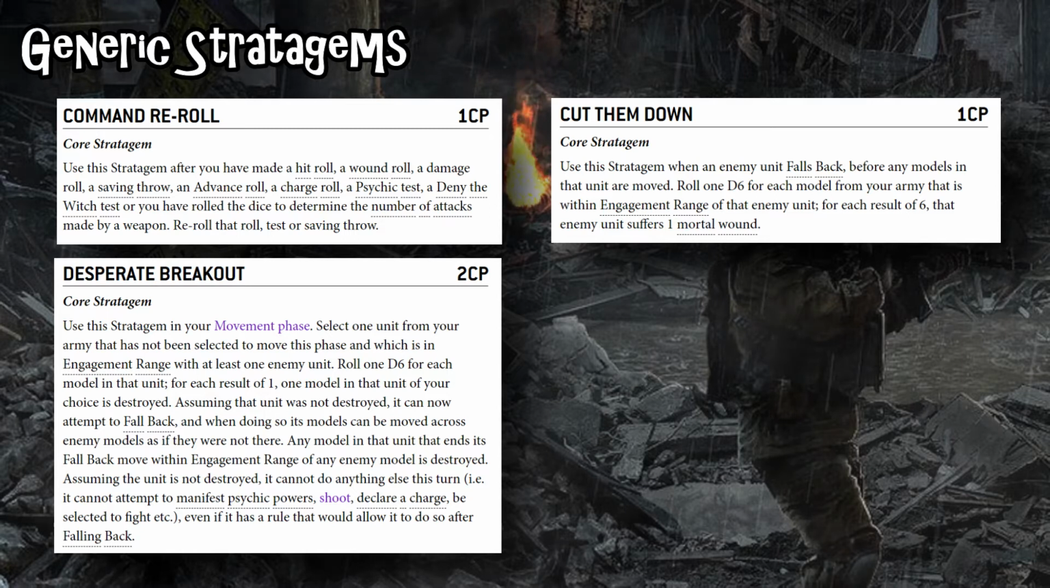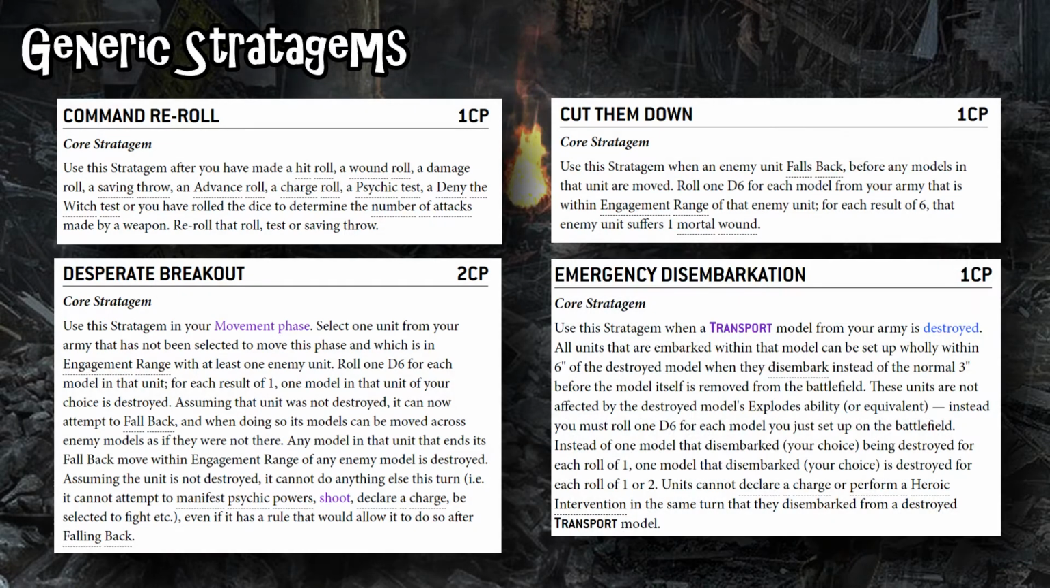We also have another very similar one, Emergency Disembarkation. This is used when a transport that's carrying models is destroyed, which we will talk about later in this video. It allows you to disembark those models within 6 inches of the transport's location rather than 3. This is very useful if you're wanting to put your models out of line of sight or dodge enemy engagement range with those models as they disembark. However, it does mean that they are destroyed on a roll of 1 or 2, whereas normally models climbing out of a destroyed transport are destroyed on a roll of 1.